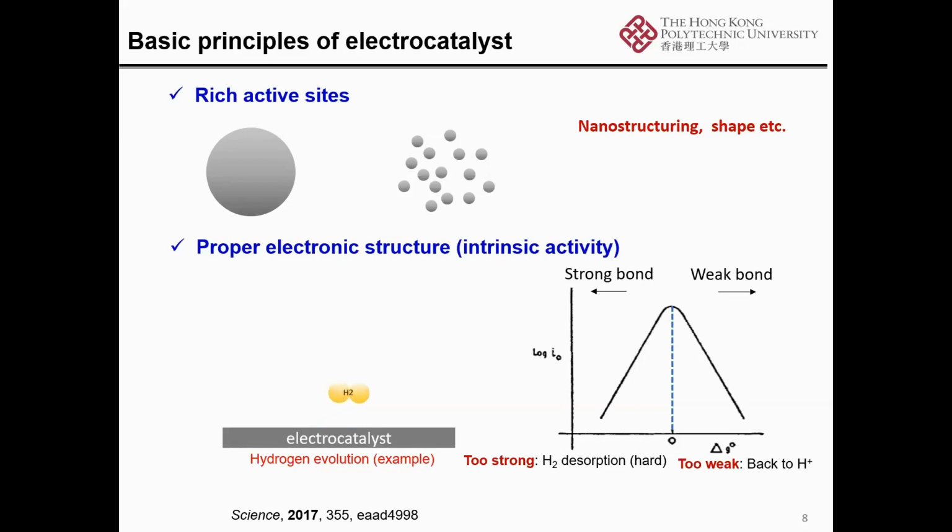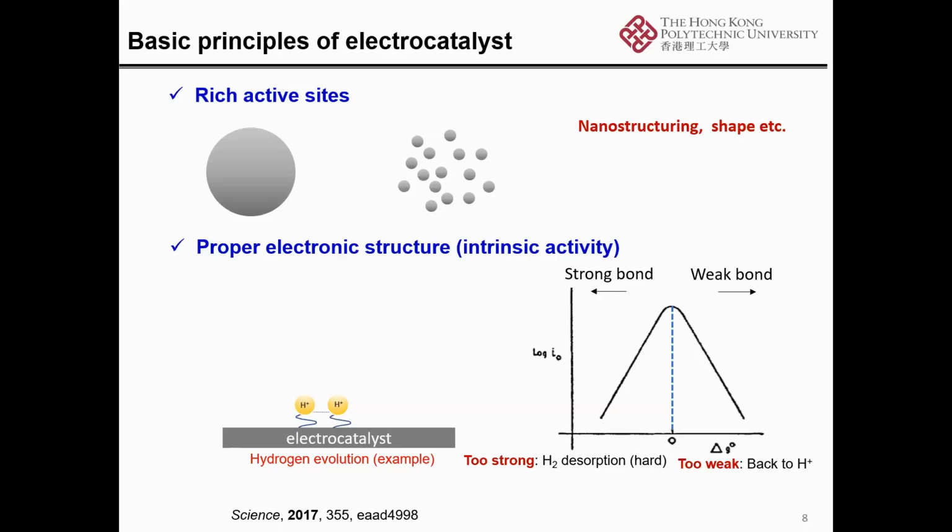Let's take hydrogen production as an example. For hydrogen production, normally two protons first go to the catalyst surface to form such kind of intermediate. This intermediate is very important. The interaction between the intermediate and the catalyst should not be very strong or very weak. If it's strong, these two intermediates will not leave to form hydrogen. If it's too weak, this intermediate will go back to two protons, and no hydrogen gas is produced.